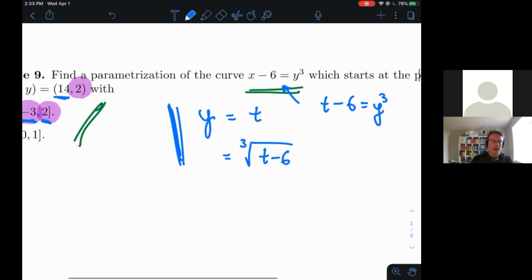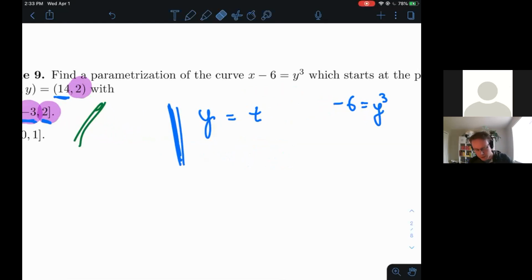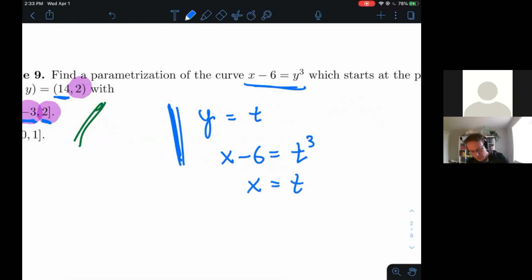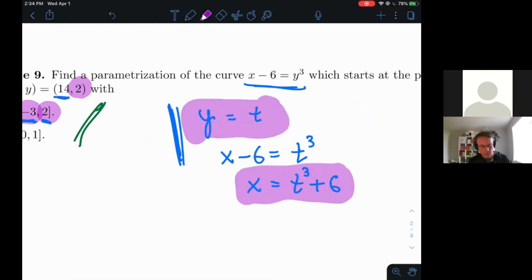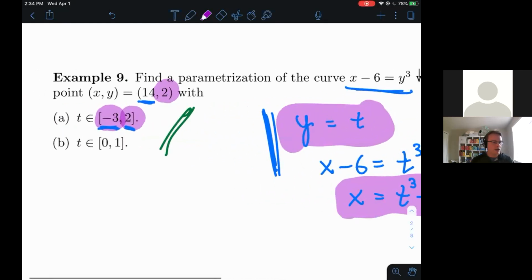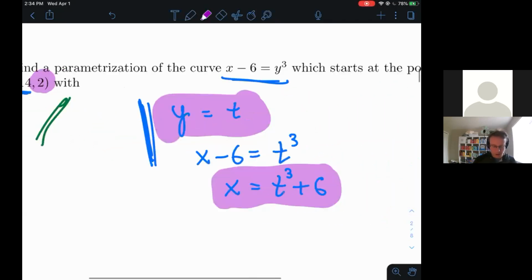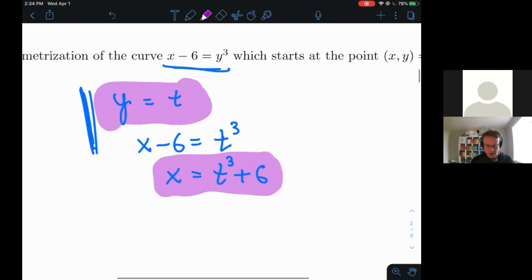Okay, so if we let y equal t, because these seem to line up exactly correctly, then we need to resolve for our other variable here. So this is all scratch work. If I let y equal t, then I'd have x minus 6 is equal to t cubed. And so we get x is equal to t cubed plus 6. So now I have a parameterization, x and y, relating with t. And notice that when I plug in -3 into our t variable, we do get y equals -3. So that works out well.